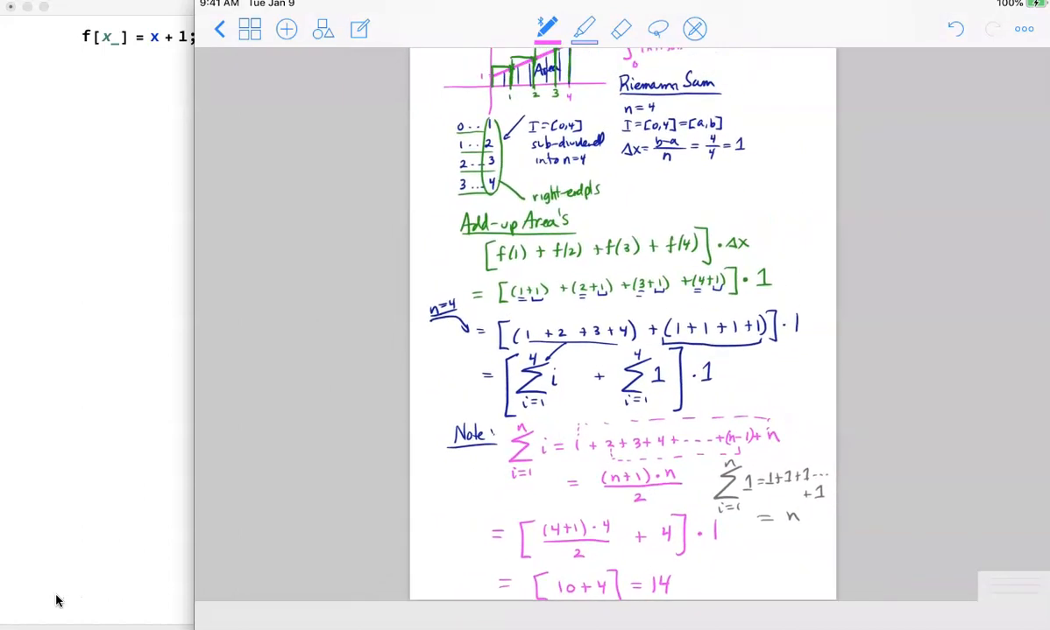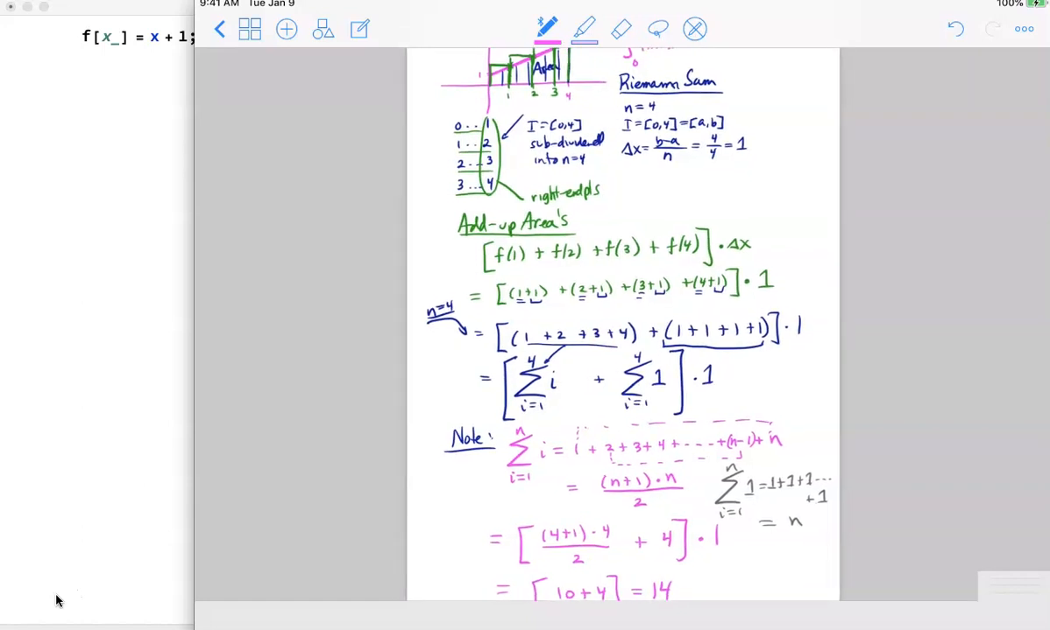Okay? What we'd like to do now is the general case where you take n rectangles and then take that number of rectangles going to infinity. So let's do that on the next page.